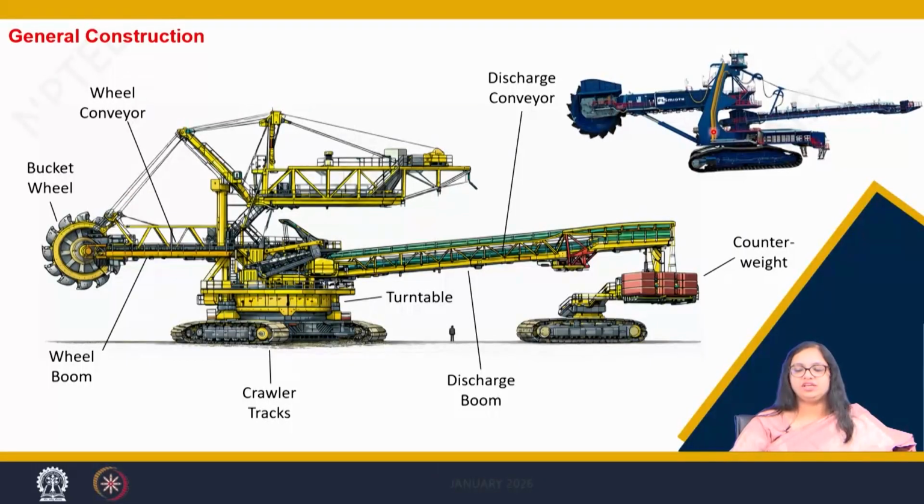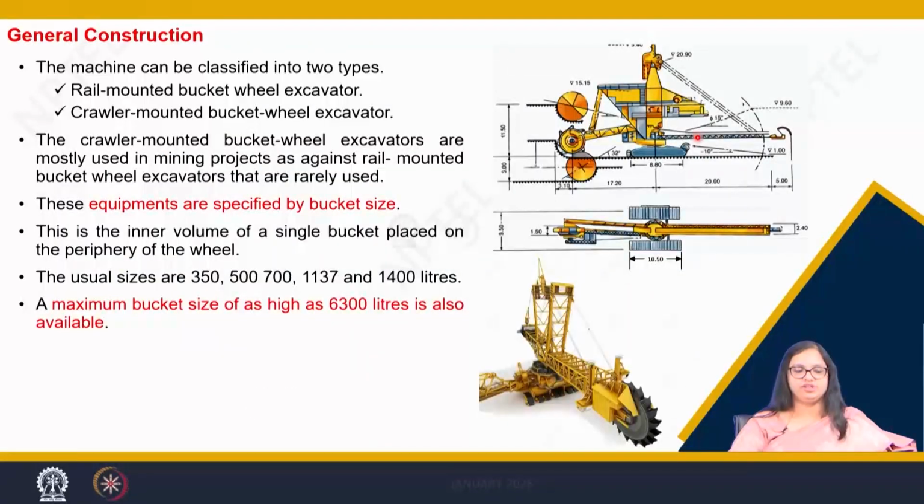Now there can also be another construction where this frontal component is hydraulically controlled, and there is a hydraulic support just beneath this boom conveyor. So there can be two types of construction of the bucket wheel excavator, where we have a rope winch arrangement and the other is a hydraulic arrangement.